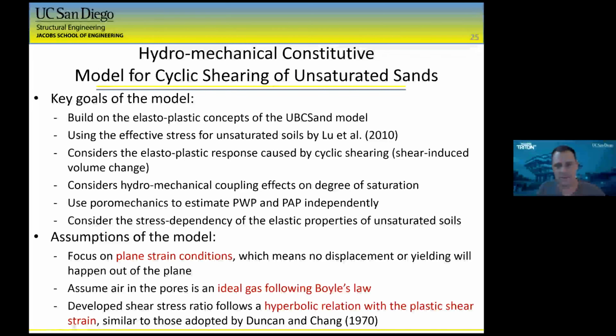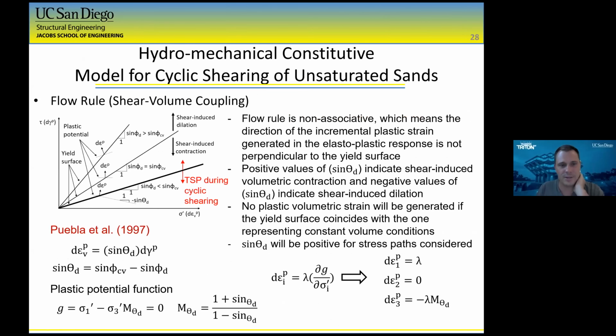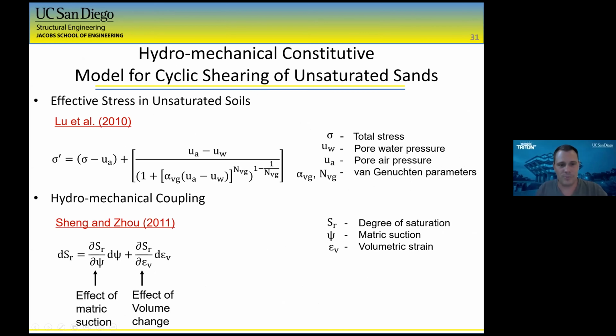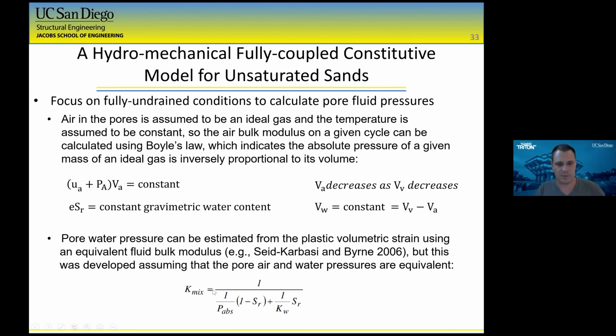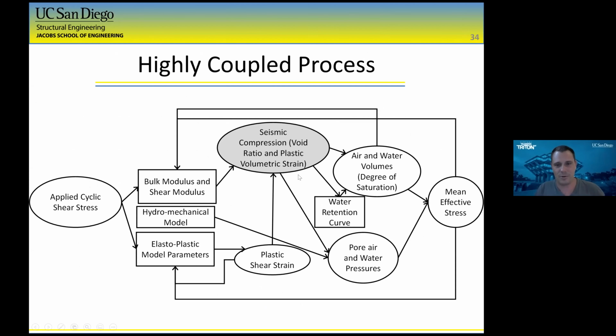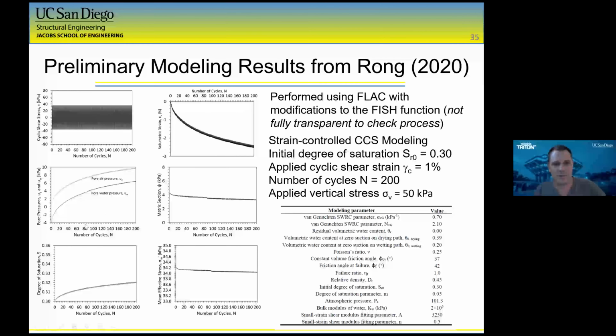So these slides I wanted to just leave in case we had discussion on the model, but we've developed some hydromechanical coupling, some different relationships that we're putting into UBCSAND. And we're using some methods to predict the evolution of the air pressure and water pressure during cyclic shearing. And you can see that there's a large amount of coupling. There's a lot of things that affect other things. We have gotten some preliminary results that look similar to those experimental results I was just showing. But these are performed in FLAC and they're not very transparent.